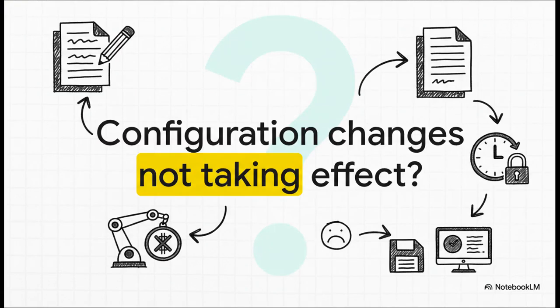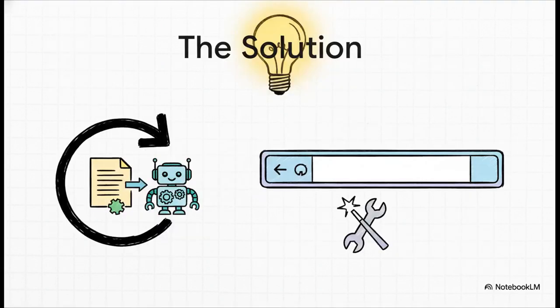check for that. All right, here's another common one. You go into your config file, you change a setting, maybe your max trade size, you save it, but the bot just keeps on using the old value. What's going on there? The fix for this is super simple. The bot only reads that config file when it starts up. So after you save your changes, all you have to do is run docker compose restart.